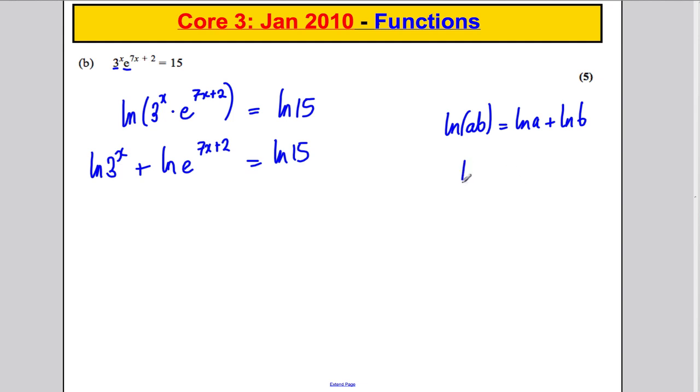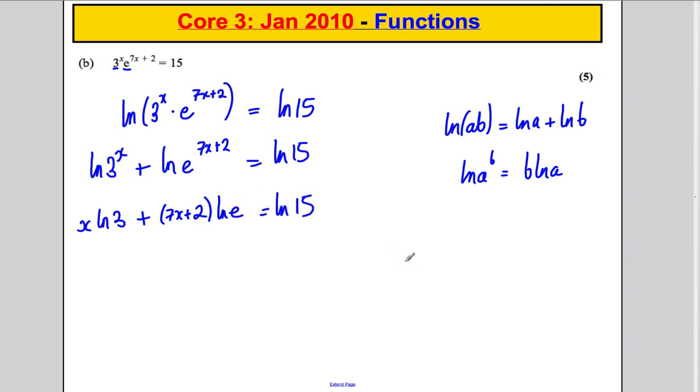You should also know that ln a to the power of b is b ln a. I can bring down the power. So in this case, let's bring down the x and the 7x plus 2. We would get x ln 3 plus (7x plus 2) ln e is equal to ln 15. We should also know that ln e is 1. So therefore we have x ln 3 plus 7x plus 2 is equal to ln 15.